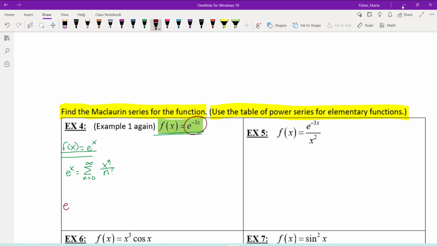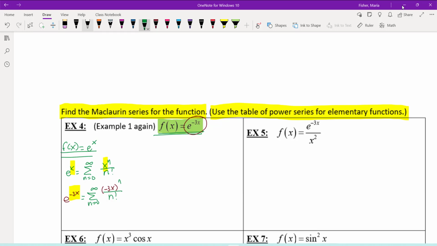So what we're going to do is find our given one here, which is e to the negative 3x. So for e to the negative 3x, what we'd need to do is, instead of writing the x in our series, we'd write negative 3x. So then this becomes negative 3x raised to the nth power all over n factorial. So all we did there was composition. So we composed e to the x as e to the negative 3x.